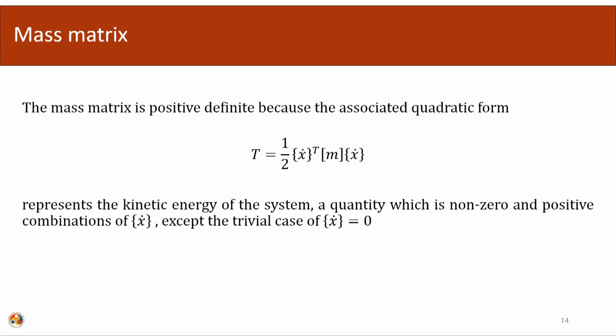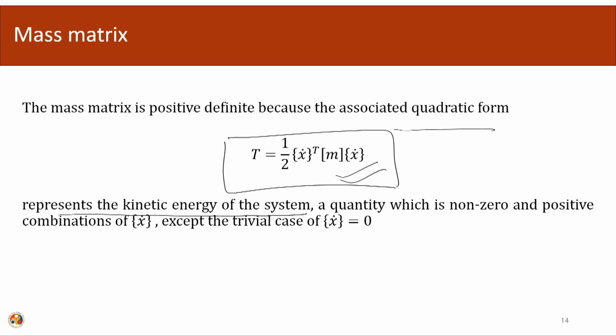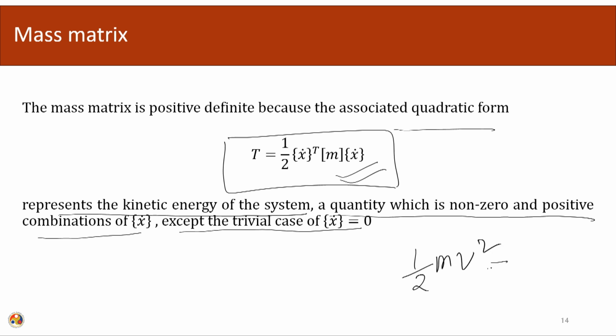If you look into the mass matrix, it is positive definite because of the associated quadratic form. This is the associated quadratic form for the mass matrix, and this represents the kinetic energy of the system. It is a quantity which is non-zero and positive for any combination of the velocity, except in the trivial case when the velocity itself is 0. Simply, what it is saying is that this quantity is the kinetic energy of the system.